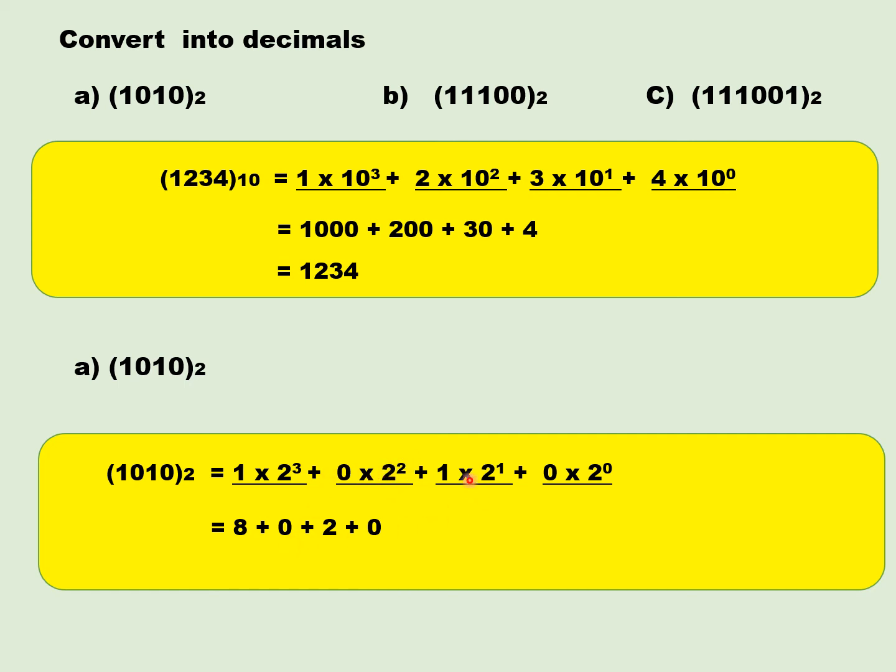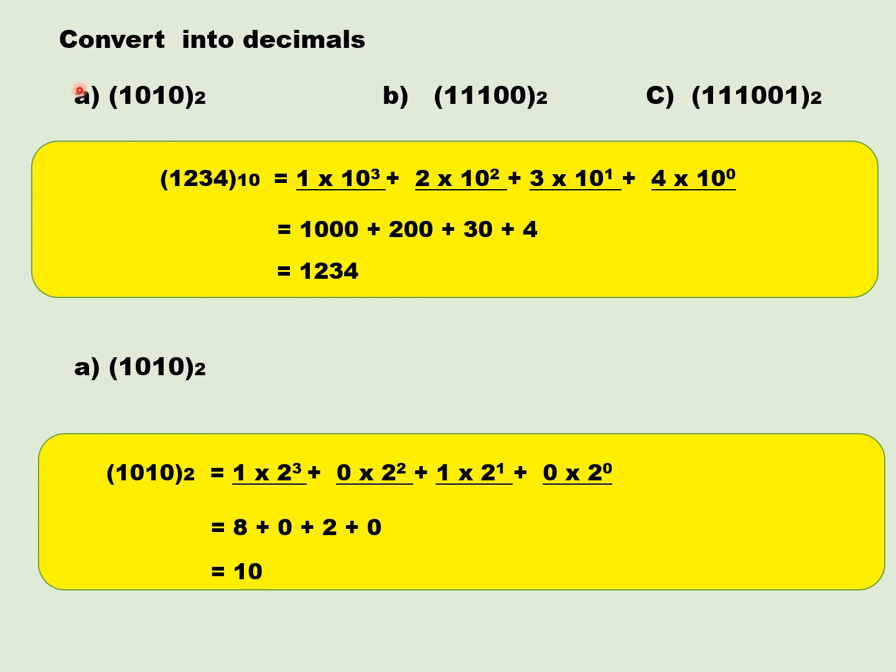Then 1 into 2 raised to 1. 2 raised to 1 stands for 2, because 10 raised to 1 was 10. So 2 raised to 1 is 2. 2 into 1 will be 2. Then 0 into 2 raised to 0. 2 raised to 0 stands for 1. 1 into 0 is 0. So here when we add these numbers you will get 8 plus 0 plus 2 plus 0 equal to 10.